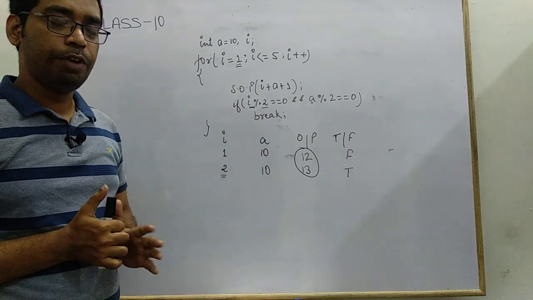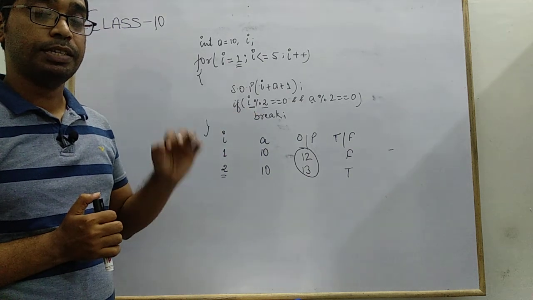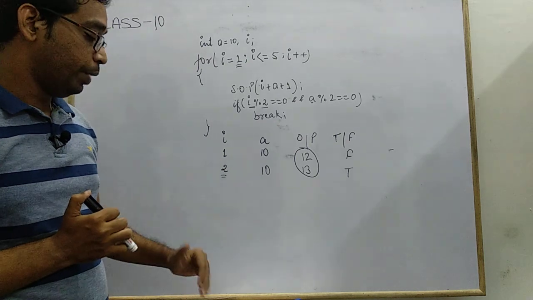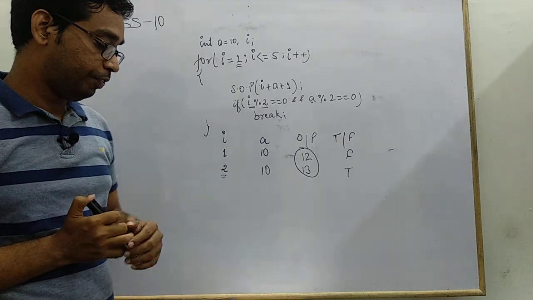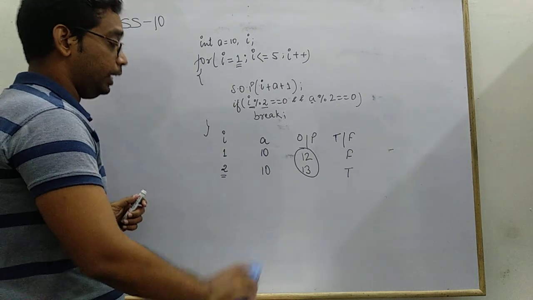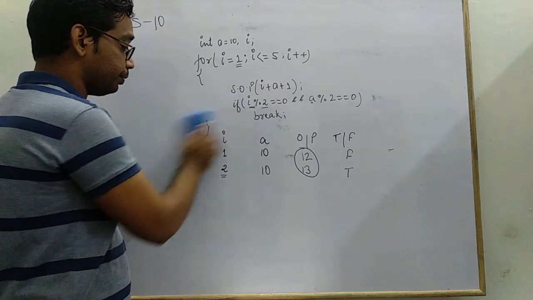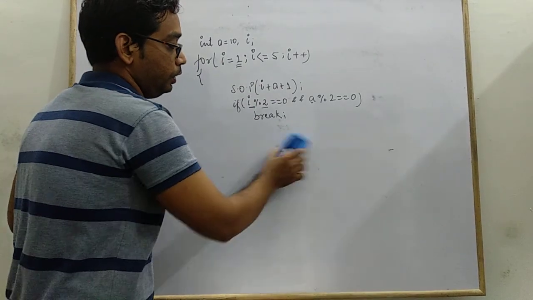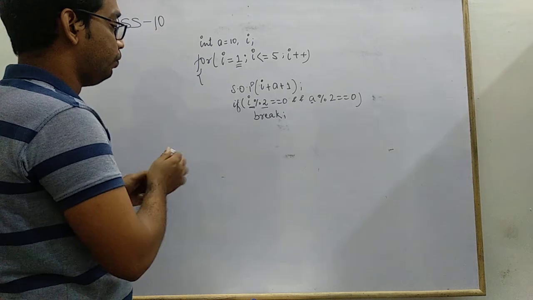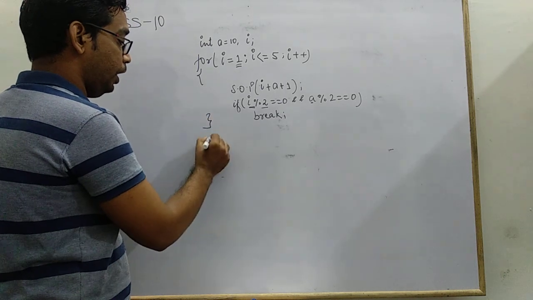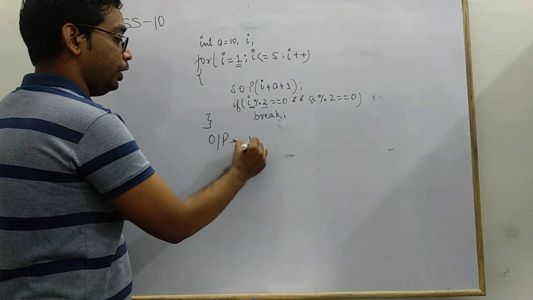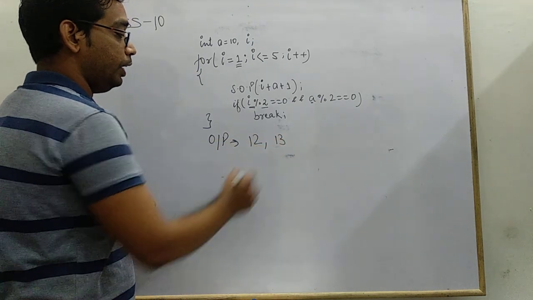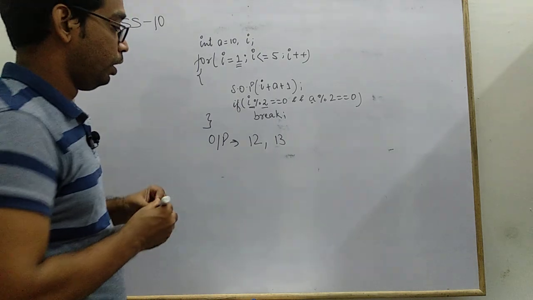Clear? If you have any doubt, then please make use of the comment section to ask your queries. Now move to the next question which I have given to you. I'm going to erase this one. So the answer of this one is output only 12 and 13.